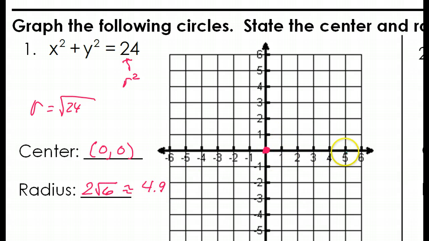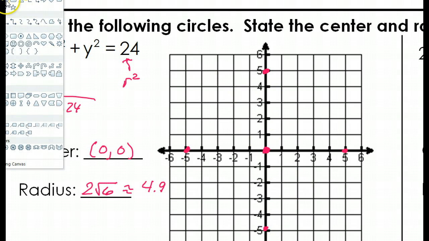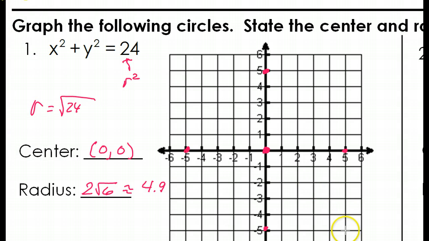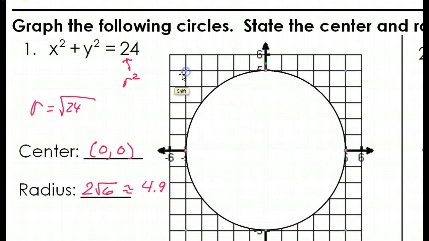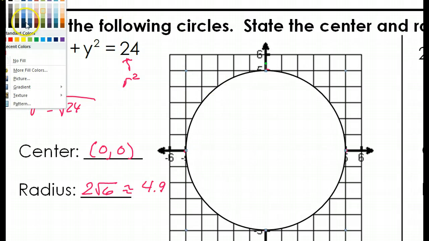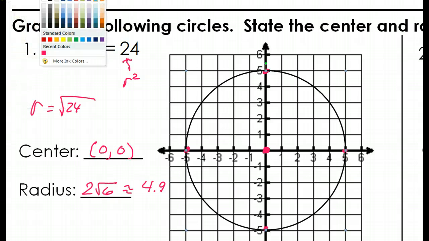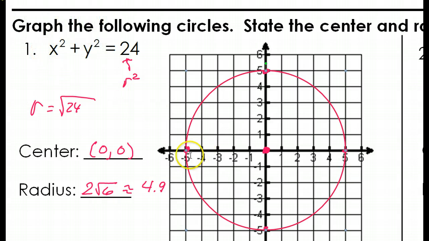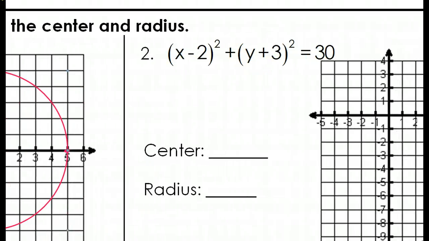So when we graph it, we're going to go virtually to 5. You know, 4.9, you can barely tell the difference. Then you will graph your circle thus. All right, and there's problem number one for you. Okay, let's check out problem number two.